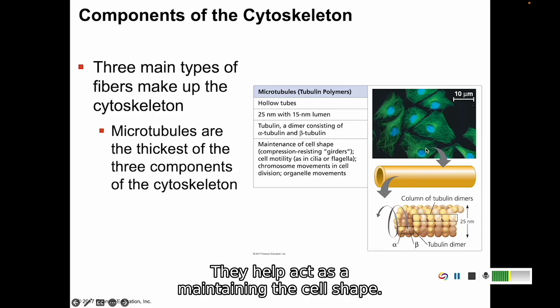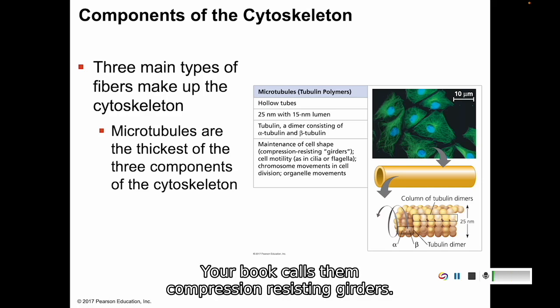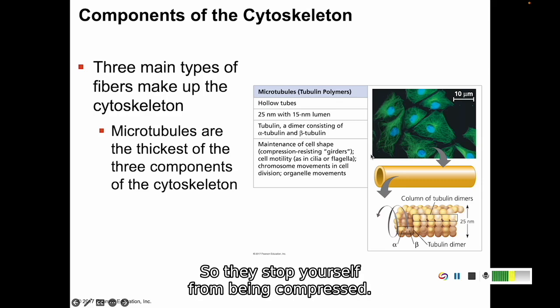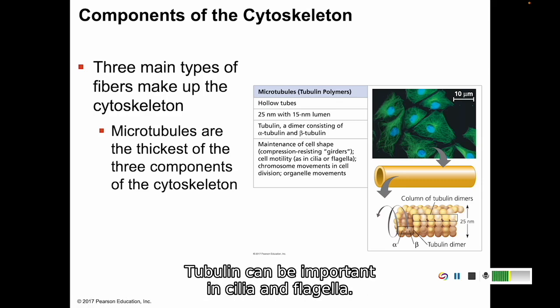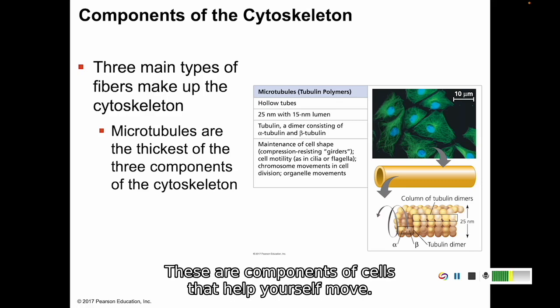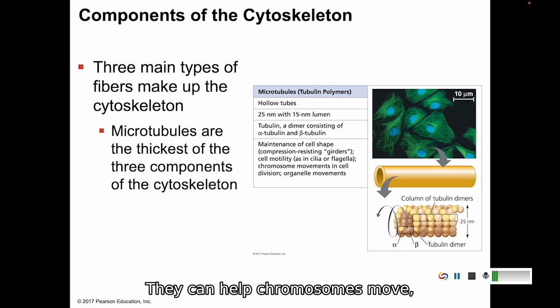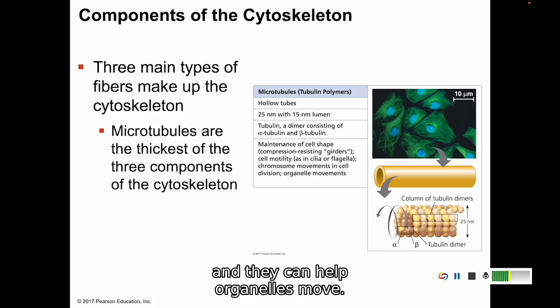They help in maintaining the cell shape. So your book calls them compression-resisting girders. So they stop your cells from being compressed. Tubulin can be important in cilia and flagella. These are components of cells that help your cell move. They can help chromosomes move, and they can help organelles move.